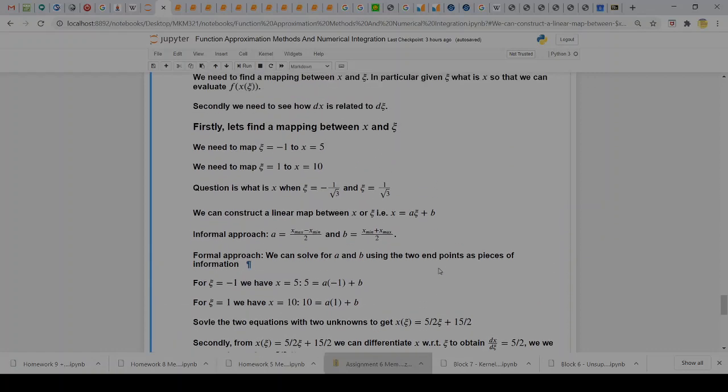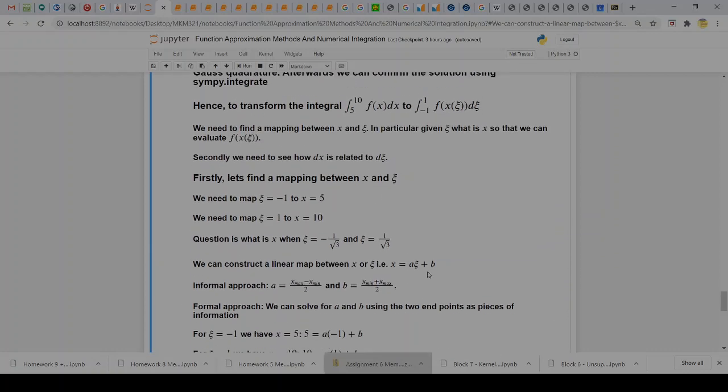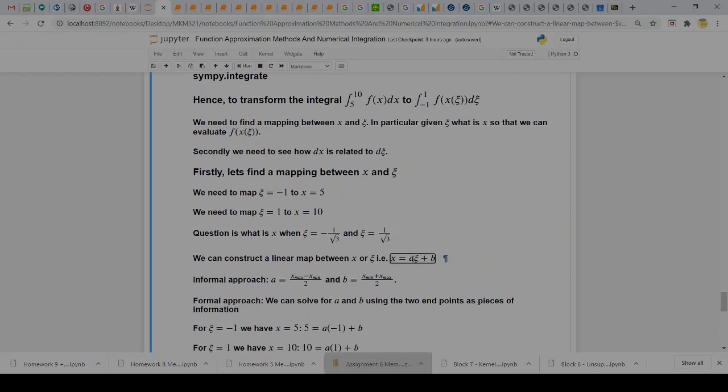There are various ways you can go about solving it. The easy one is to say, well, a is the slope. If a is the slope, then what is the slope? It's 10 minus 5, divided by the change here. It's 2, because 1 and -1 is a difference of 2. So 5 divided by 2 gives me the slope there. That's one thing I could do.